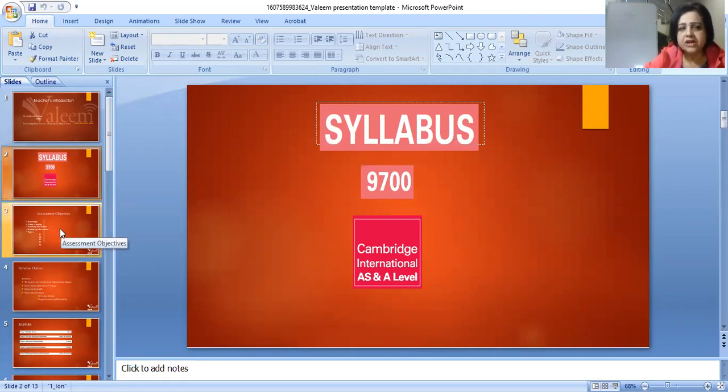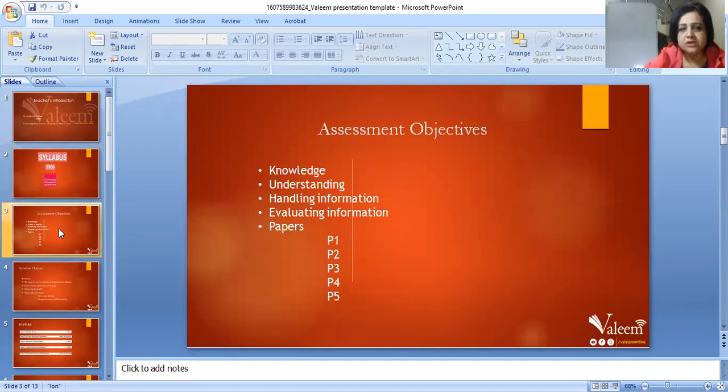And what CIE expects from the students, they check for their knowledge and understanding. And they have only one way to check both knowledge and understanding, and that is their papers. So the main focus comes on handling of information. Though sometimes students claim that they have the knowledge, they understand the things, but they don't know how to write down answers. Here comes the handling of information.